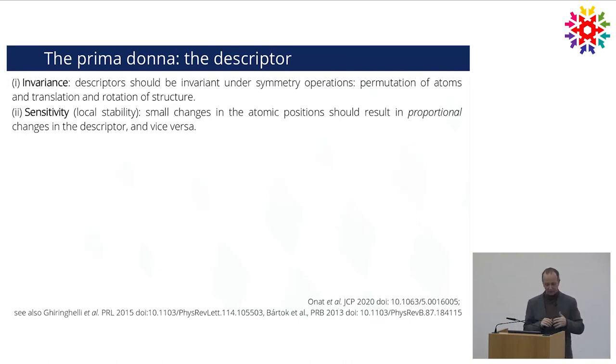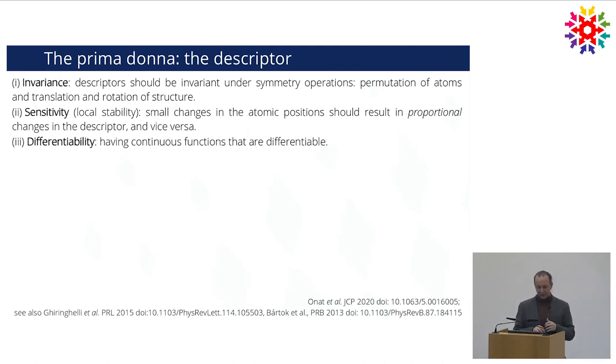If the descriptor reacts too quickly to small perturbations in the input system, then the learning algorithm would have a hard time because it has to balance some kind of instability in the input itself. So you would have some kind of chaotic input. Imagine that you have to learn a stable law out of that unstable input. Better if it is even differentiable with respect to changes in the degrees of freedom that we have in our description of the system.